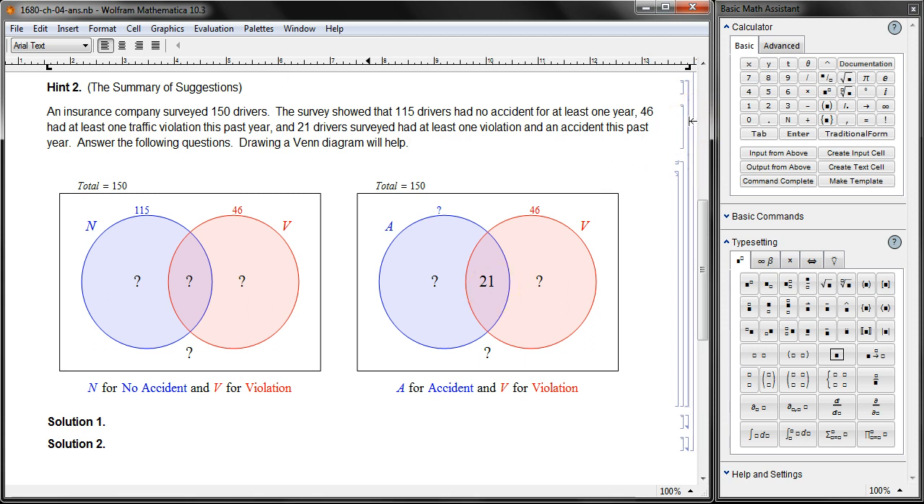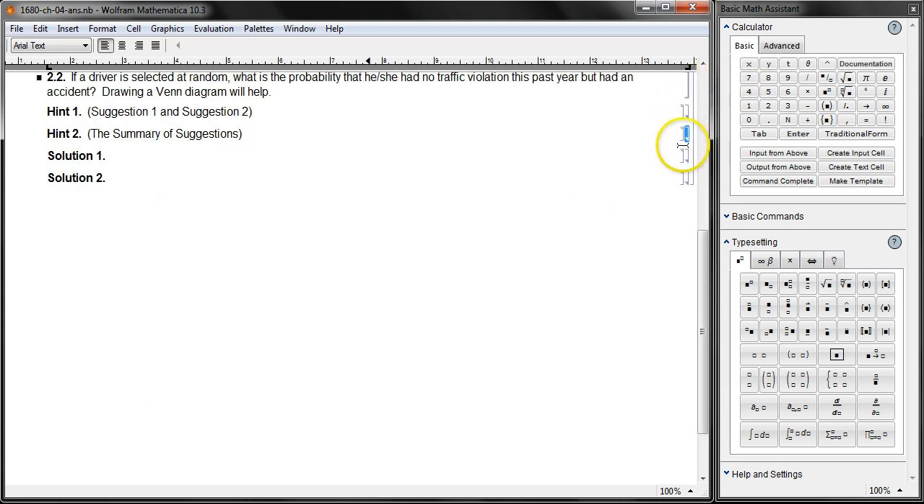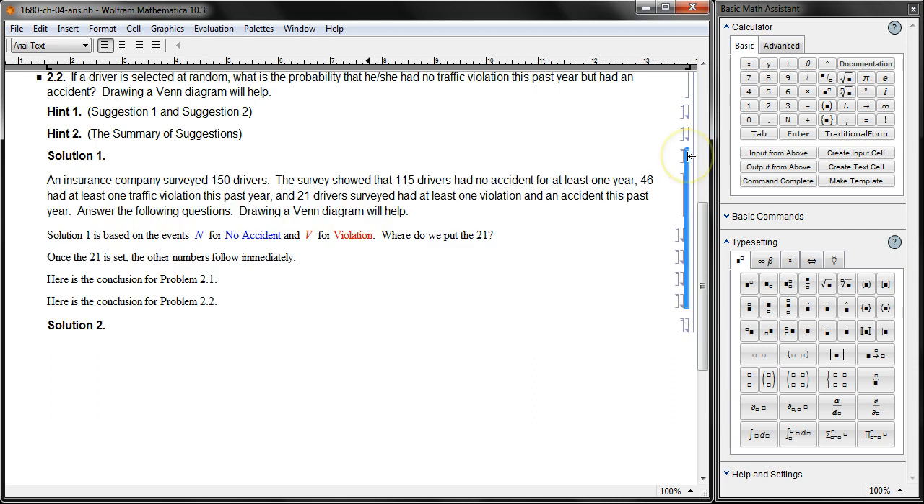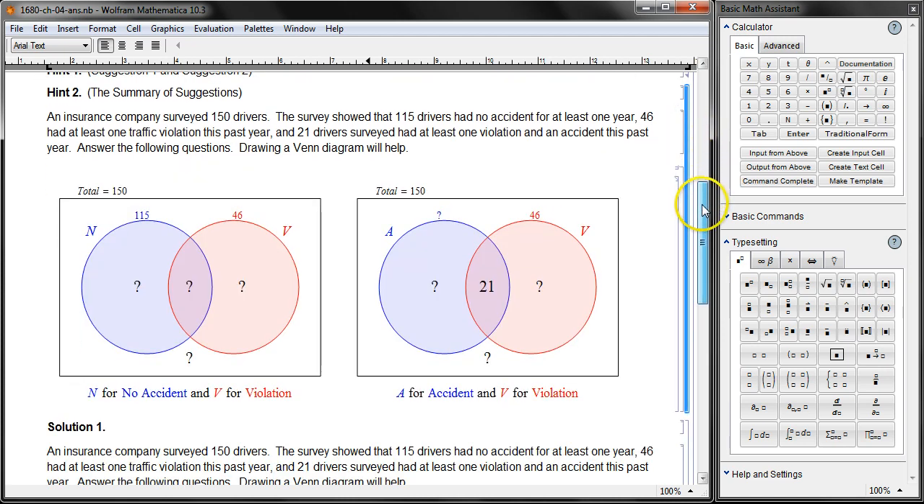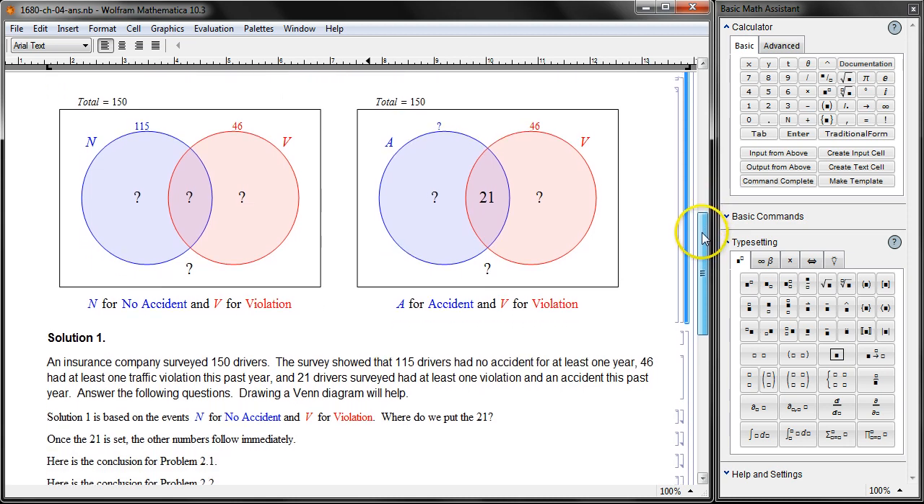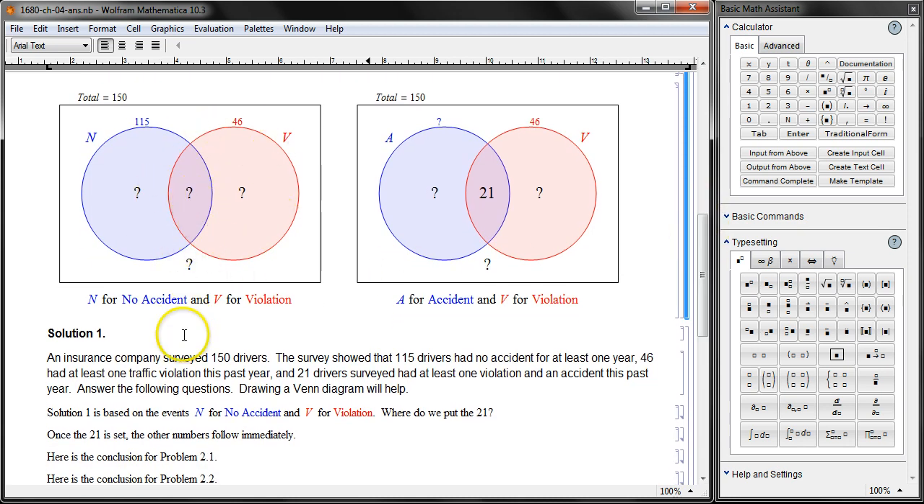Okay, how do we begin? Let's begin with suggestion number 1. That's going to be solution number 1. And here we go. That's the problem. The idea was, I want this picture again. Here in this picture, I want to find out a good place for 21.